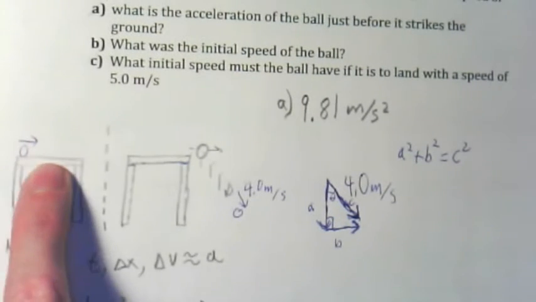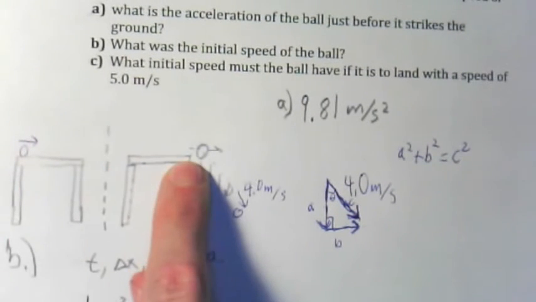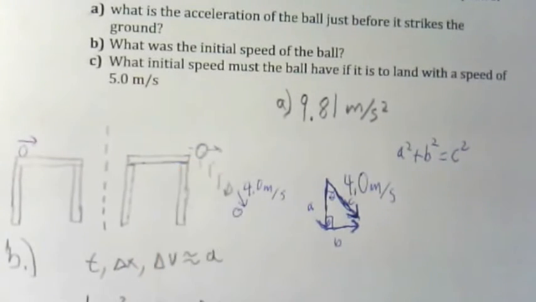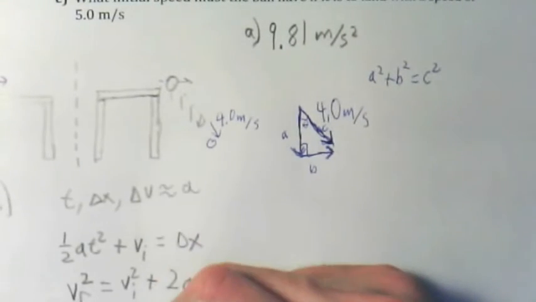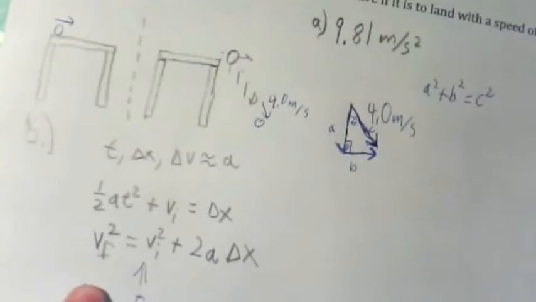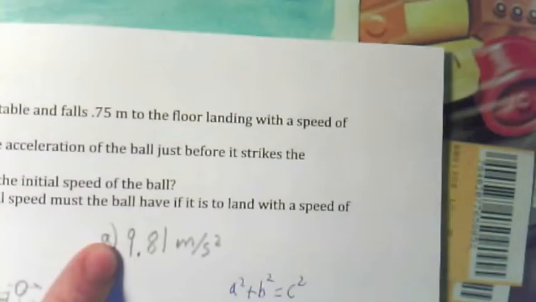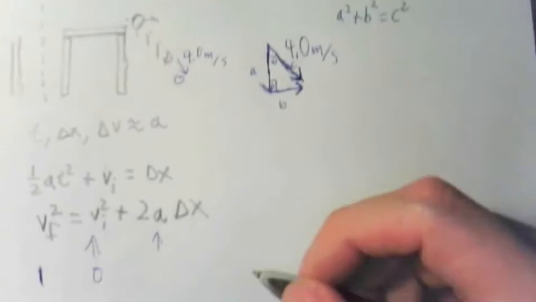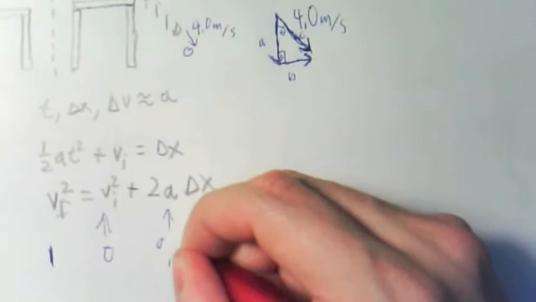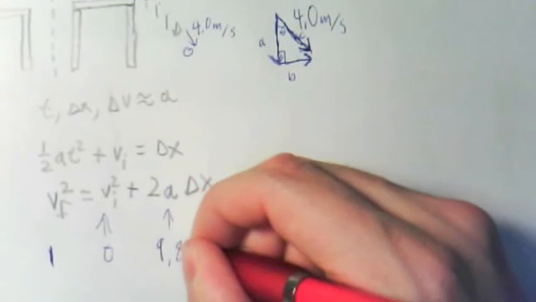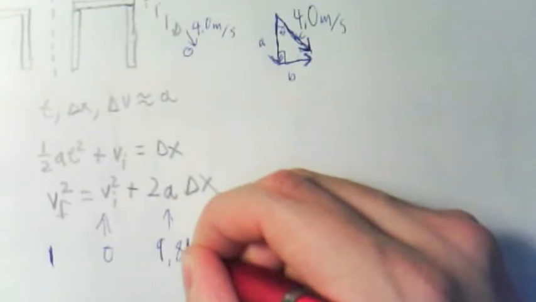Vertically, zero velocity up here. So right at that point, it still has zero velocity. So v initial, that's zero. V final is what we want. Great. Now the acceleration, we know that. We answered in part A. It's 9.81 meters per second squared.